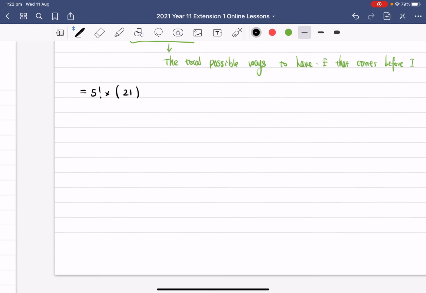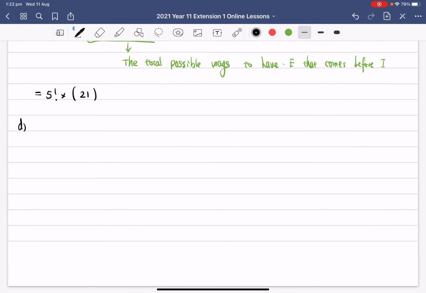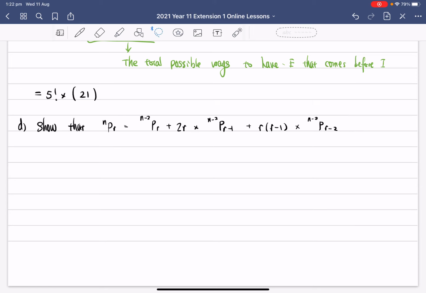It is not really a restriction question, but a sort of proof or show question. So you're going to show that nPr is equal to (n minus 2)Pr plus 2r times (n minus 2)P(r minus 1) plus (r minus 1) times (n minus 2)P(r minus 2). All right, so I'm going to show this, okay? This is not really a restriction question, but this is a very typical proof question with permutation. There will be a proof question for combination as well.